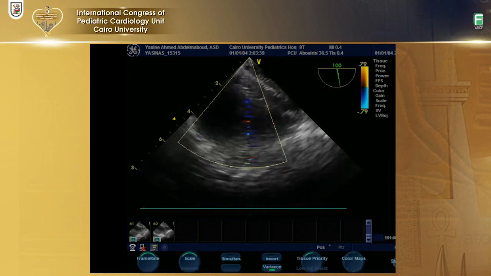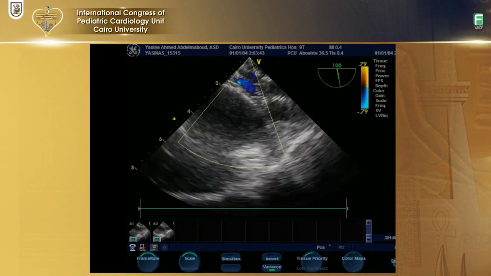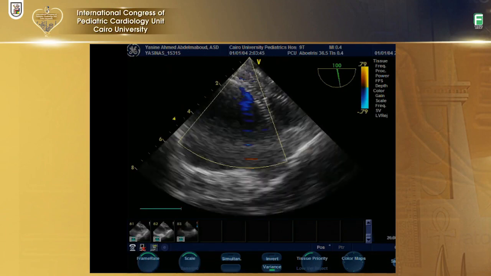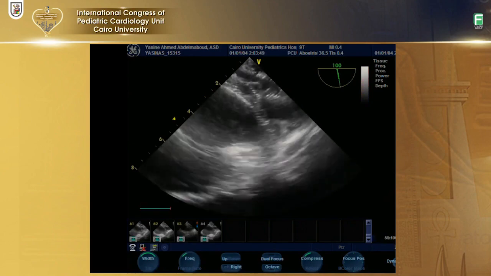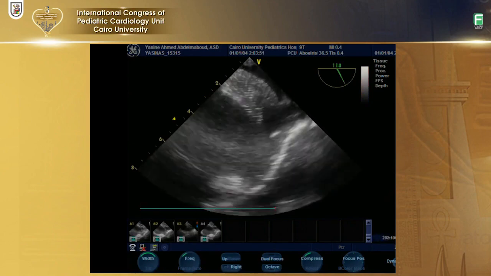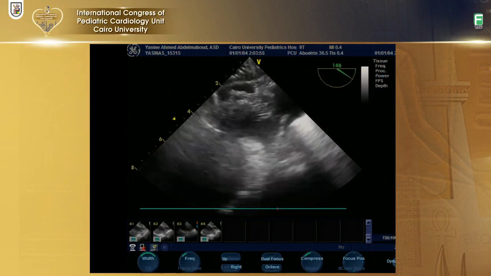As we measured by the maximum diameter, it was 28, and we chose 30. So usually, if we have a large defect, we increase the size around 3 to 4 millimeters above the TE size. Thank you, Dr. Osama.